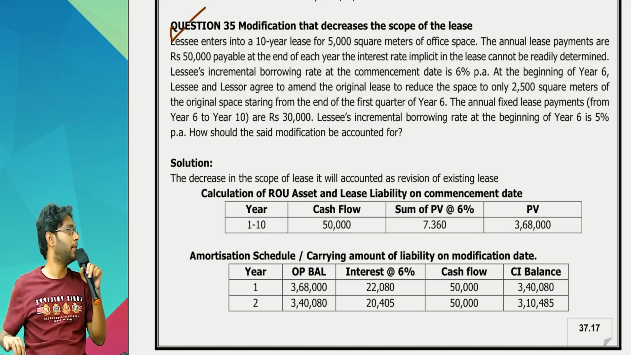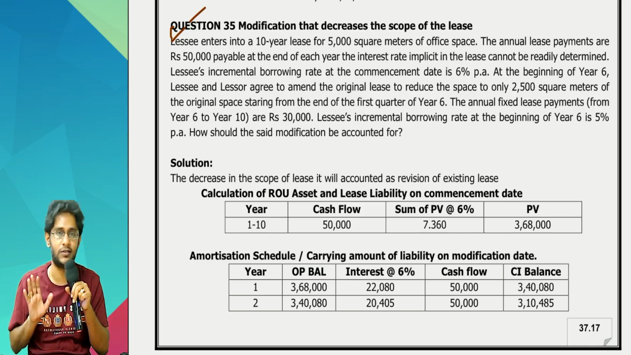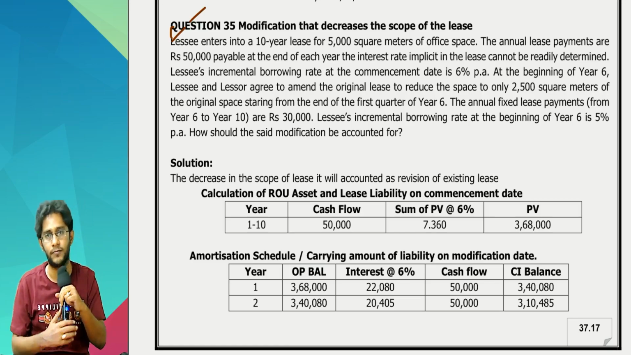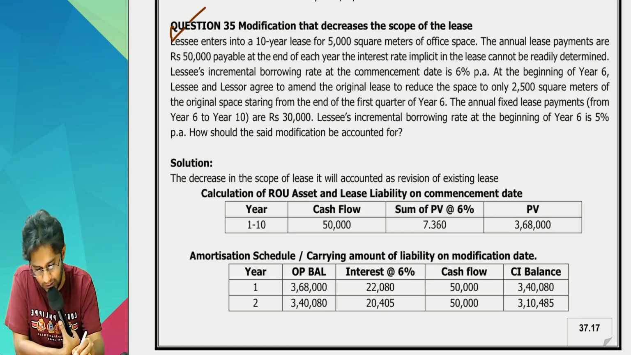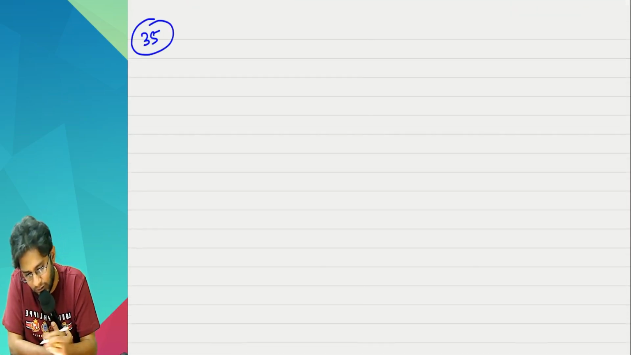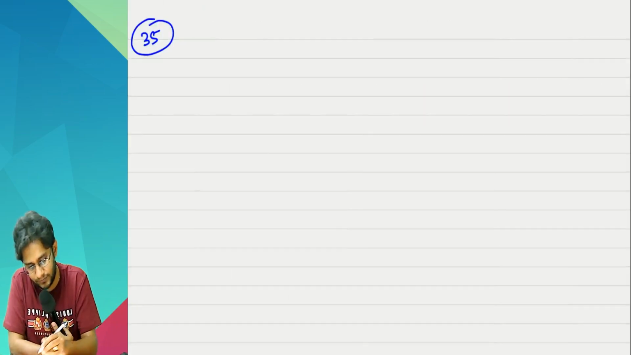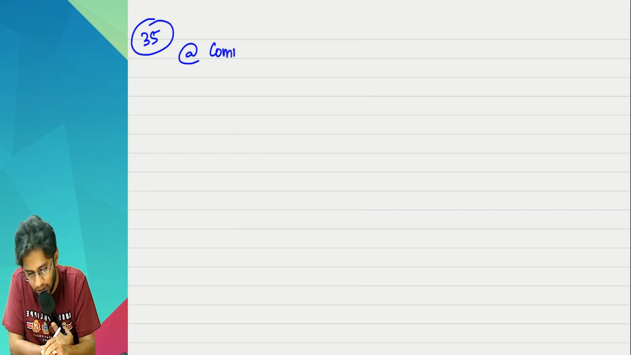Easy question, but correctly apply the steps. If you understand this well, next question you will be able to do well. That's the maximum question in modification. The next question will be used as your practice. So correctly tell me the number, sir. 35. What is your commencement date? Dates are not given, no problem. At commencement, nothing will happen.